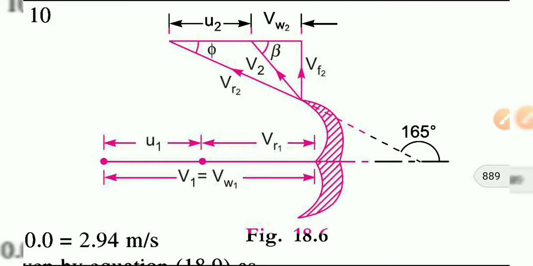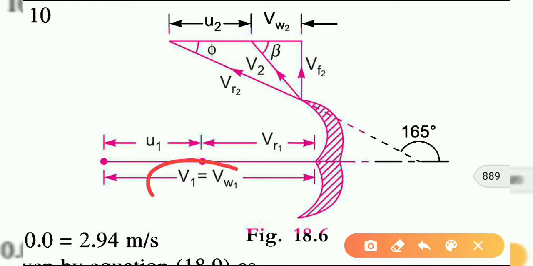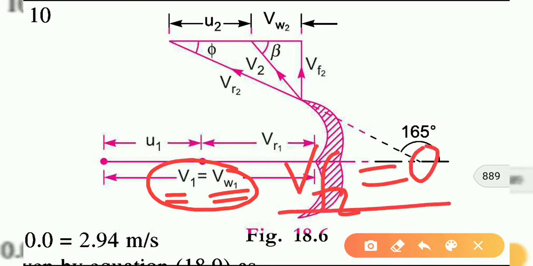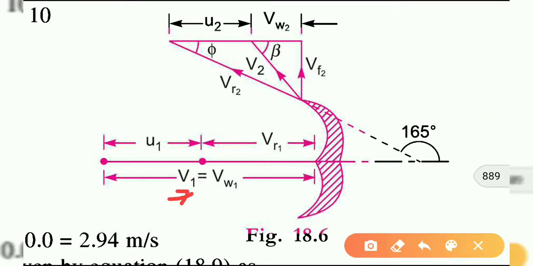So here, as the free jet of water strikes the middle part of the bucket, the velocity triangle has a linear shape. So we know that in the case of Pelton wheels, VW1 is equal to V1. This velocity of whirl is equal to V1, as VF1, the velocity of flow at the inlet, is equal to 0. Hence V1 is equal to VW1. So as we know the value of V1, we can easily find out the value of VW1.